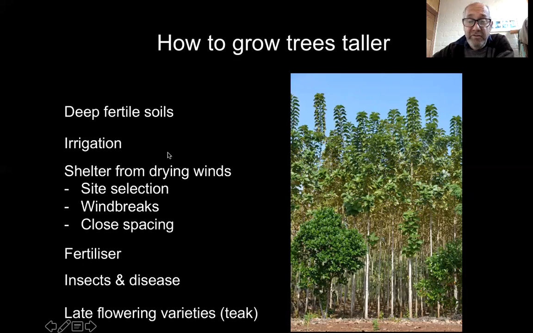Focus on deep fertile soils with a good water supply, irrigate the trees, particularly to extend the growing season. What tends to happen with height growth is it occurs in spring in the temperate areas and will continue until water becomes a limiting factor. So if you have a dry spring, height growth will stop early, and then there won't be much height growth for the rest of the year.